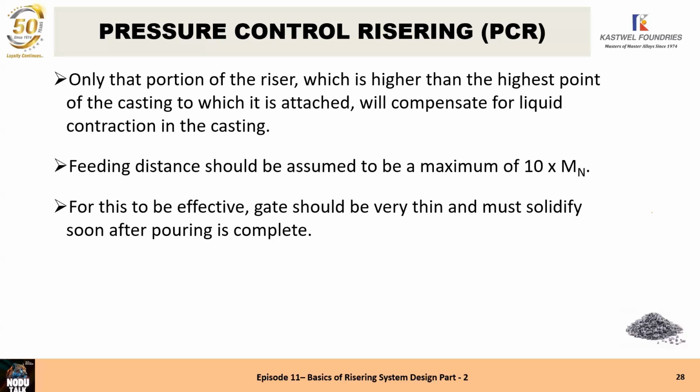It receives the pressure of the liquid metal, the volume of the liquid metal, to reduce the pressure on the mold and gives you good dimension casting without mold wall expansion or mold wall movement. So feeding distance should be assumed to be maximum 10 times the modulus of the neck. For this to be effective, this should be very thin and must solidify soon after the pouring is complete.